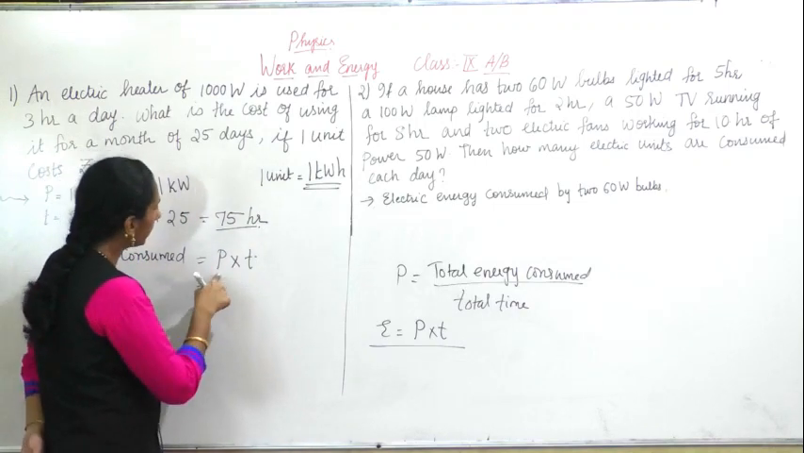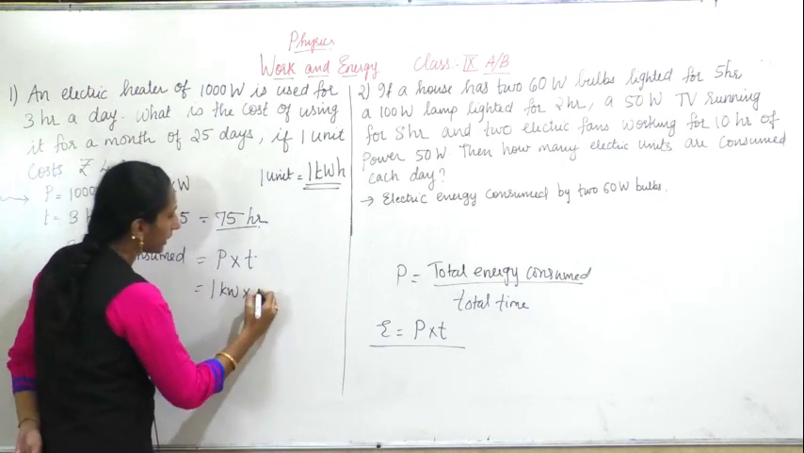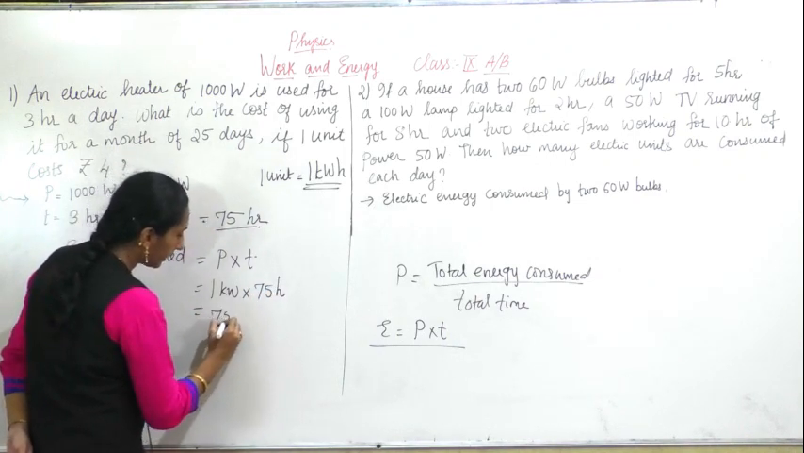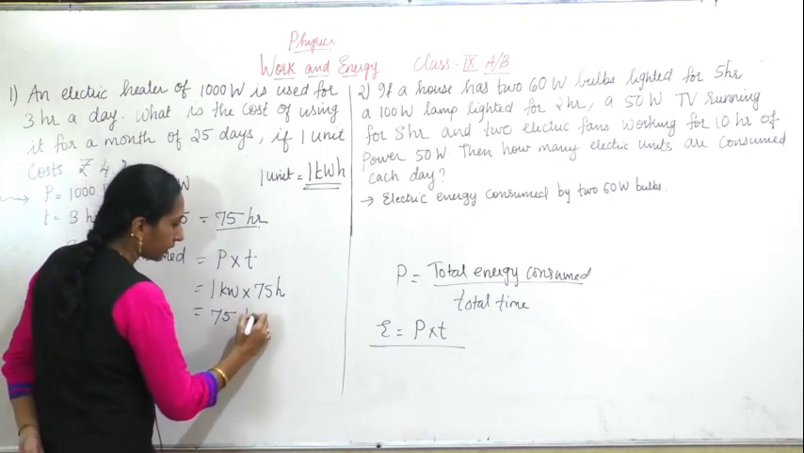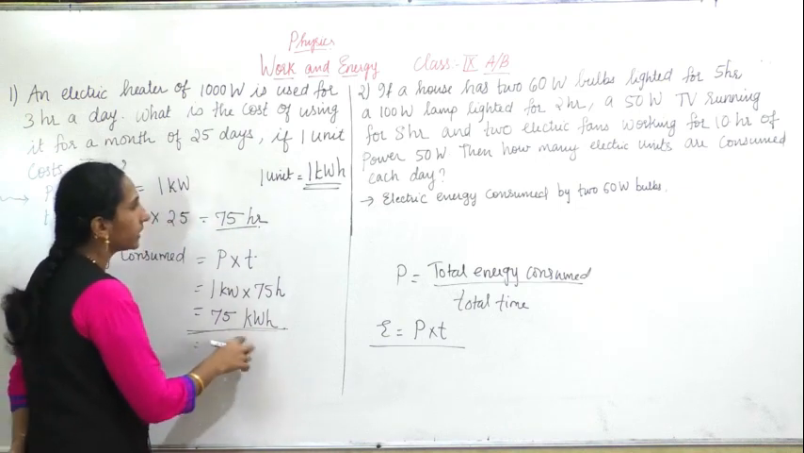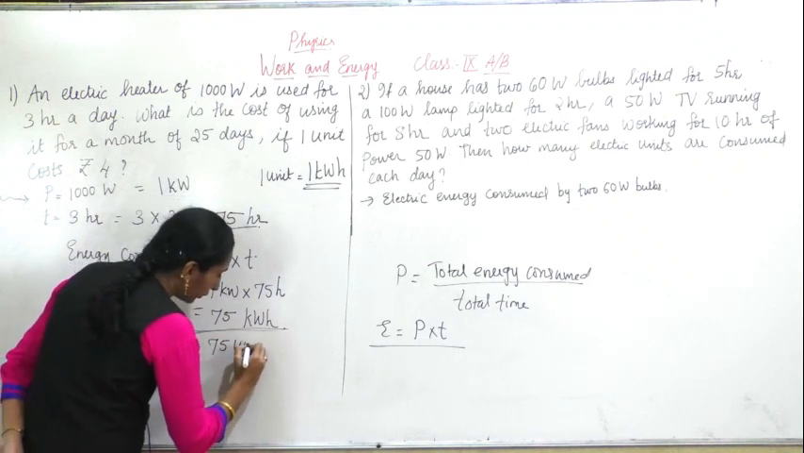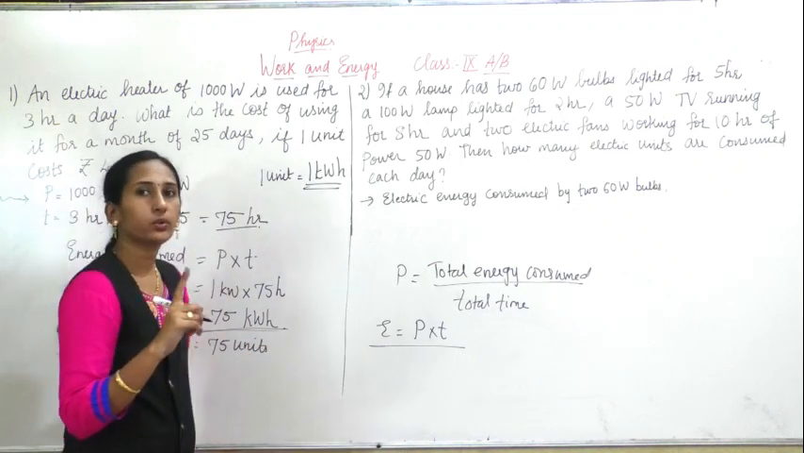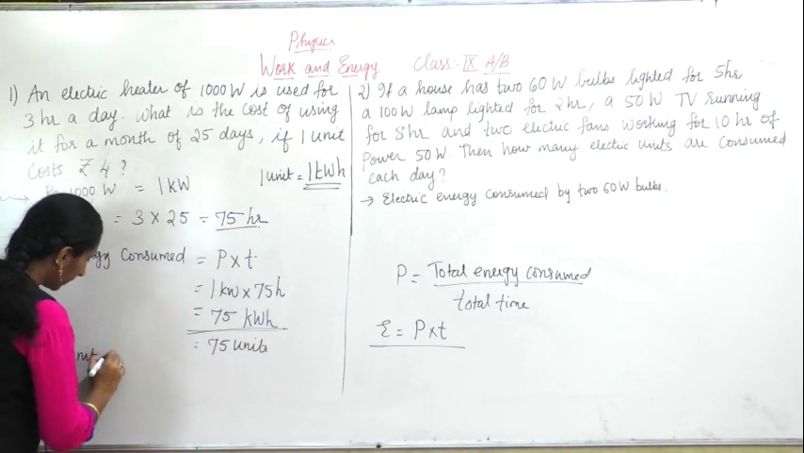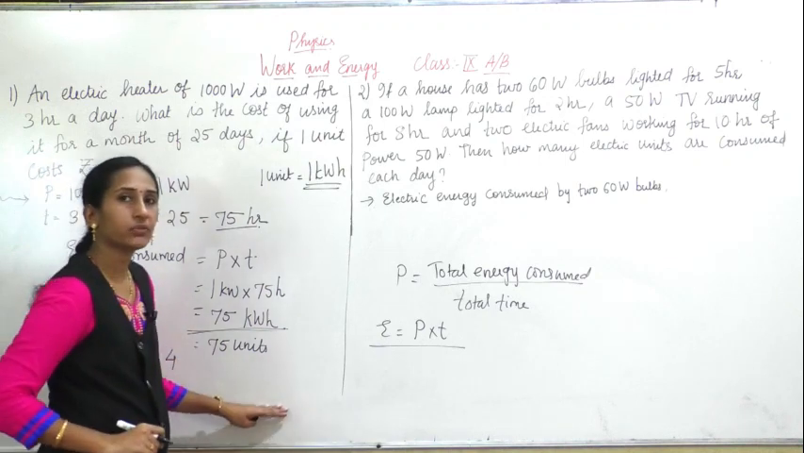So energy consumed equal to how much here? Power we got 1 kilowatt into time 75 hour. 1 into 75, you will get 75. See the units: kilowatt hour, means 75 kilowatt hour. That is 75 units. They have used 75 units. And if 1 unit costs rupees 4, then how much will 75 units cost?